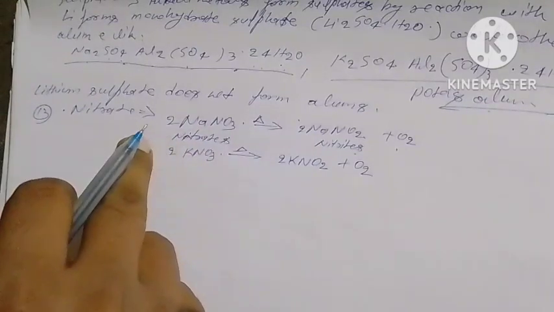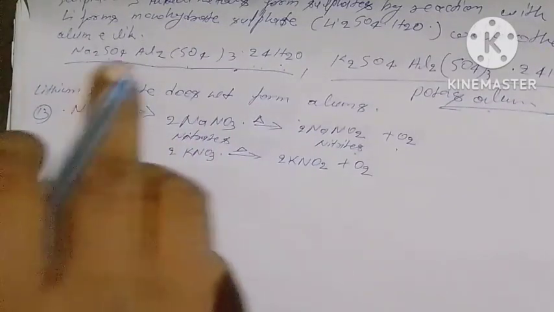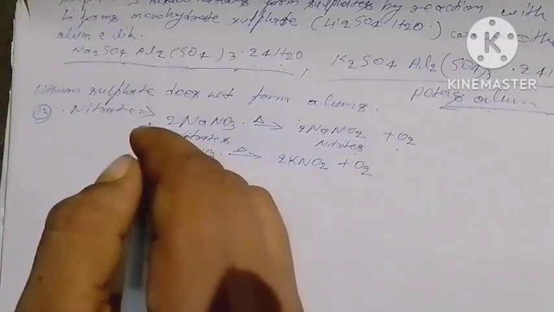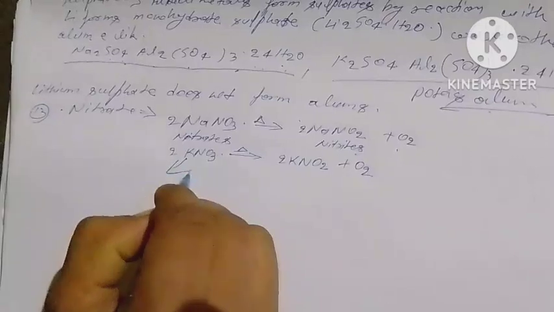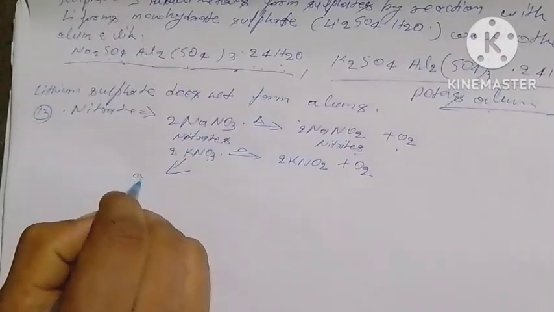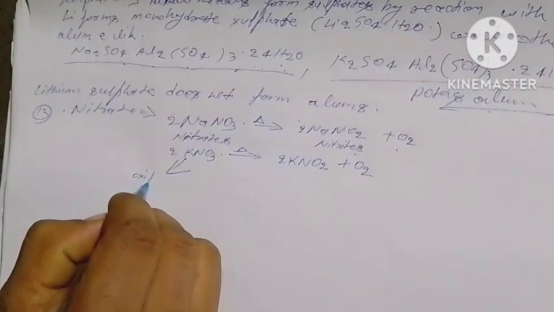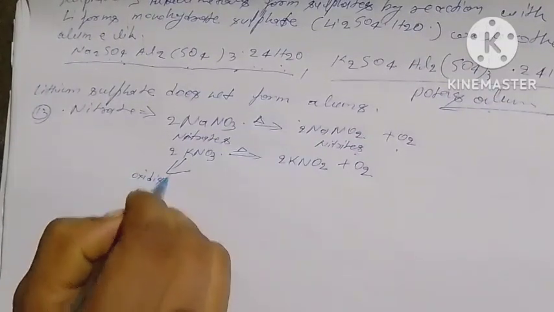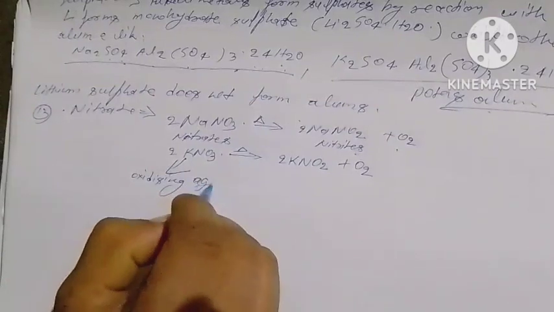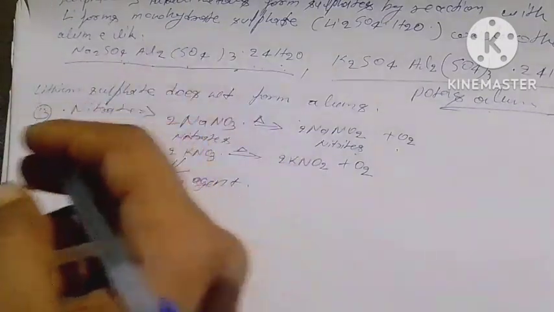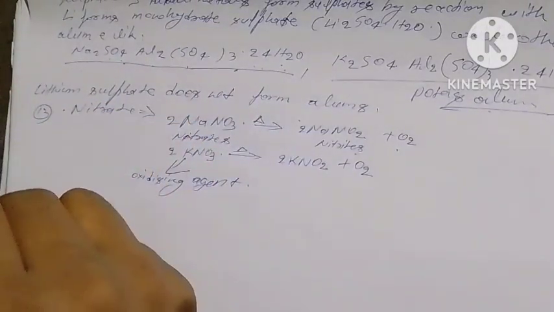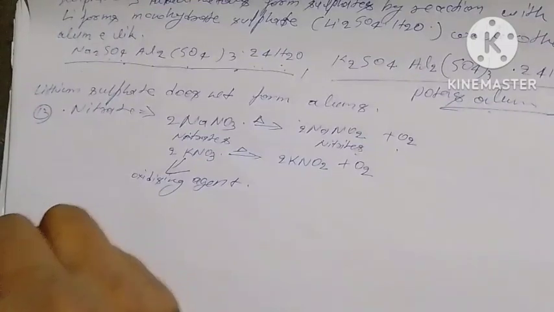Nitrates are used as oxidizing agents. Lithium nitrate decomposes in a different manner, producing lithium oxide, nitrogen dioxide and oxygen.